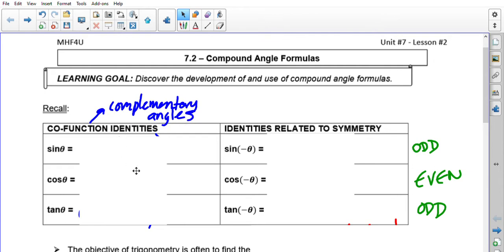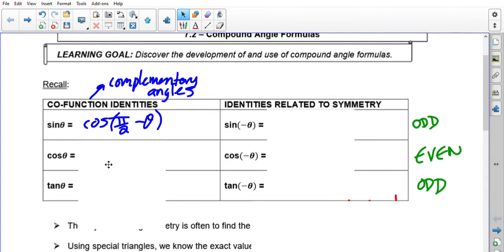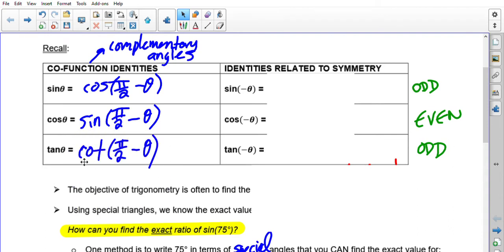So cofunction, that was when you had one angle of theta and one angle of pi over 2 minus theta. For that one, remember sine and cos always were equivalent there. So sine of theta was equivalent to cos of its complementary angle, pi over 2 minus theta. Same for cos theta, it swapped, so it was equal to sine of pi over 2 minus theta. And then tan theta, remember, had to do with its reciprocal function. So tan theta was equal to cotangent of the complementary angle.